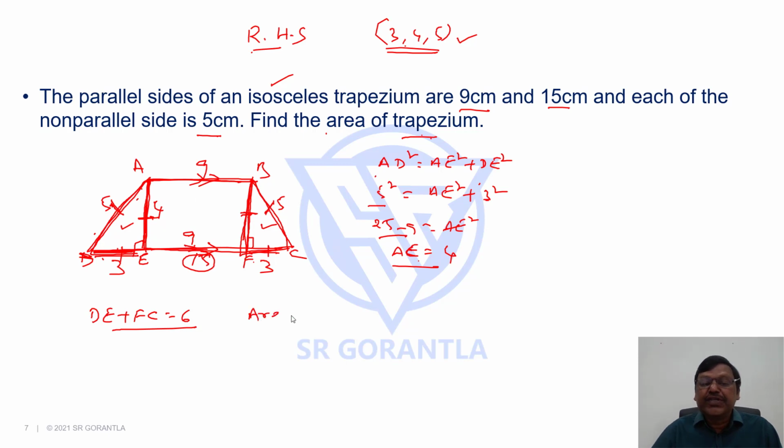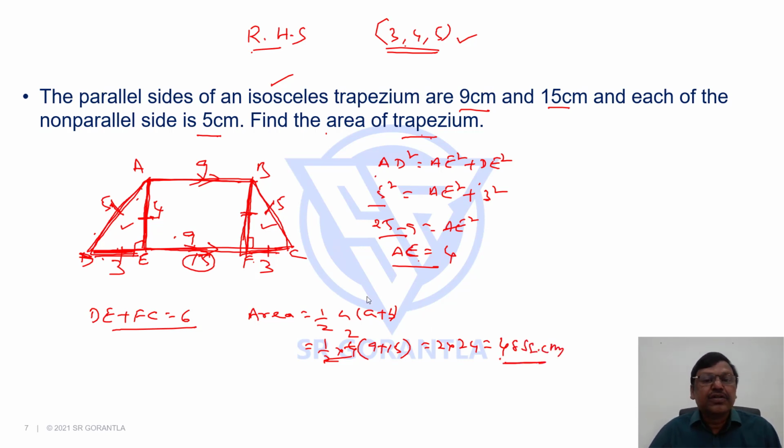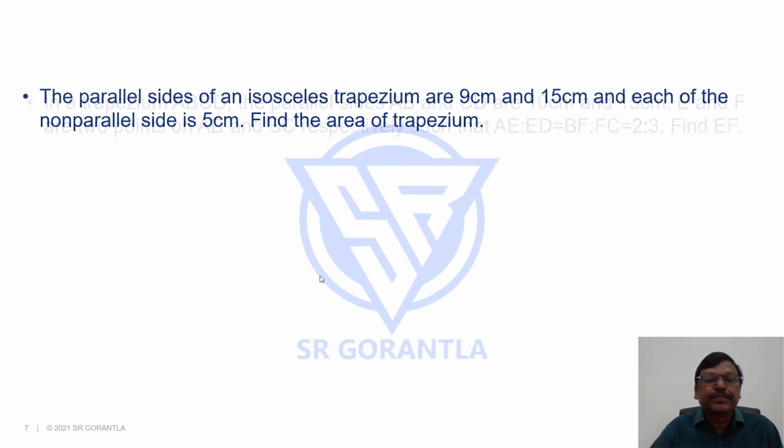Now the area of a trapezium is half h into a plus b. Now half into the height, which is 4, and a and b, the parallel sides, are 9 and 15. You can say 2 into 24, 48 square centimeters. Right? So let's take up one more example.